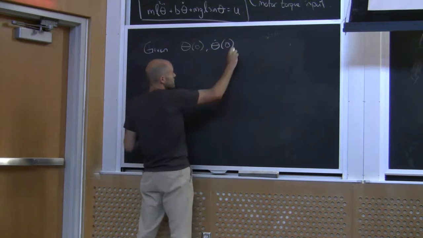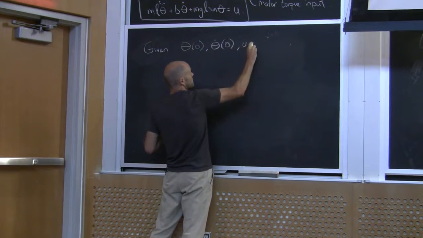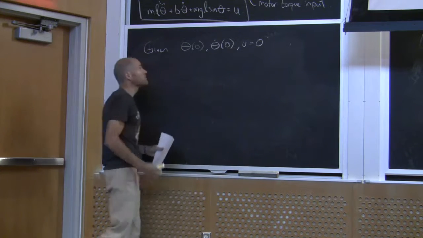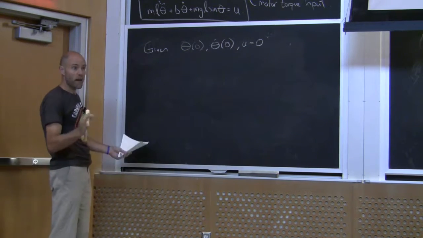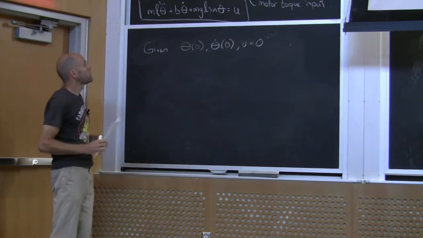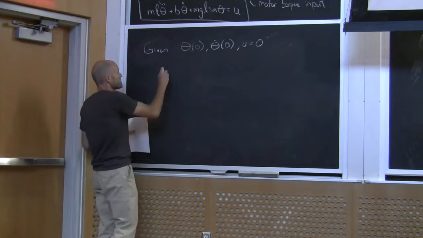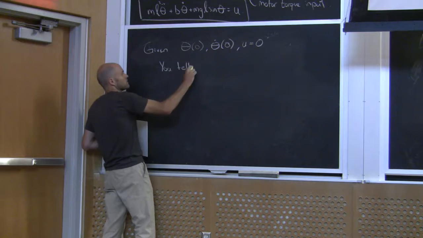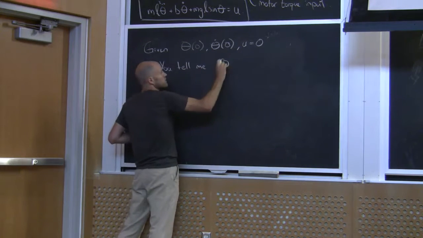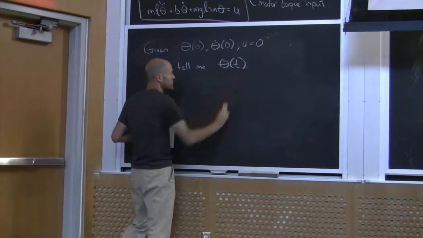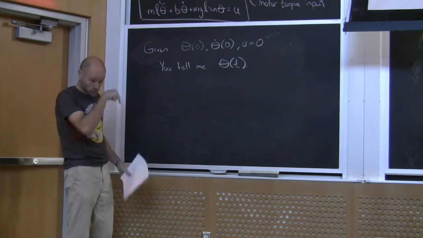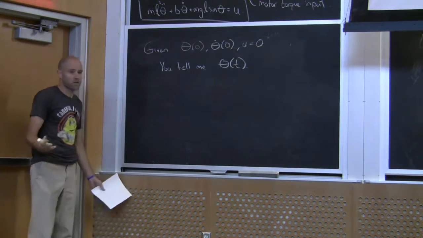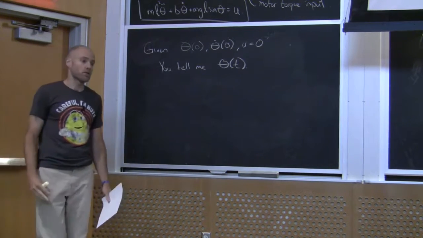And I'll make it easy. Let's say u equals 0 always, so just a pass, so the motor's off. And then the standard question is, what's the solution of that differential equation, right? What's theta as a function of time? How do you integrate the differential equation?